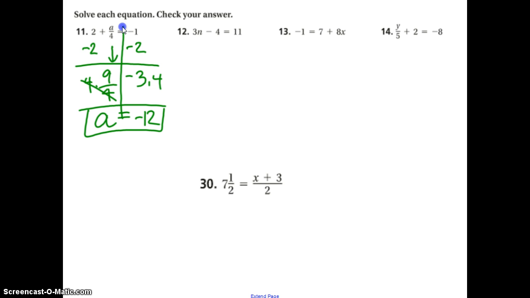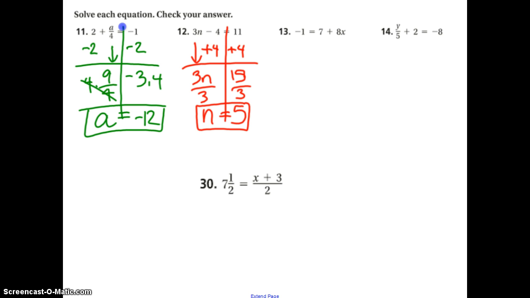This one, I'm going to add 4 to both sides. So I get 15. Drop down my 3n. Divide by 3, divide by 3. N equals 5.